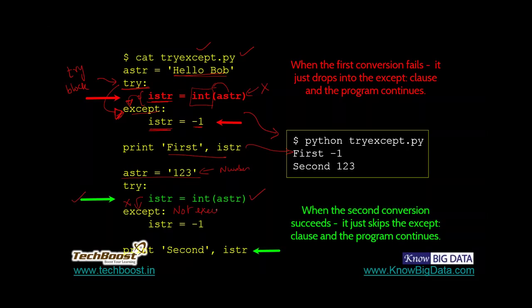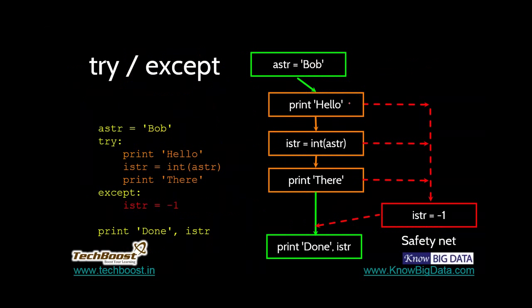Okay, all right, so that means istr is not reassigned, and then we get output as second and the exact converted number. Isn't it good? See how efficiently we are able to handle the problem of errors in this case. All right, and this is what we saw, the pictorial depiction of how it executed.